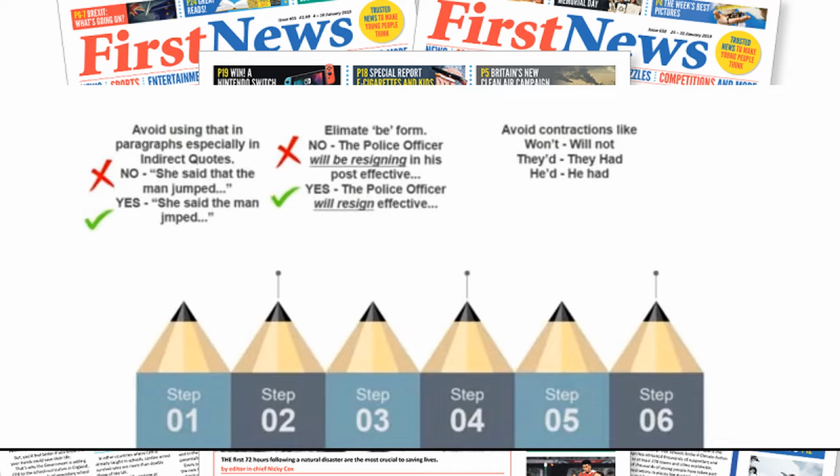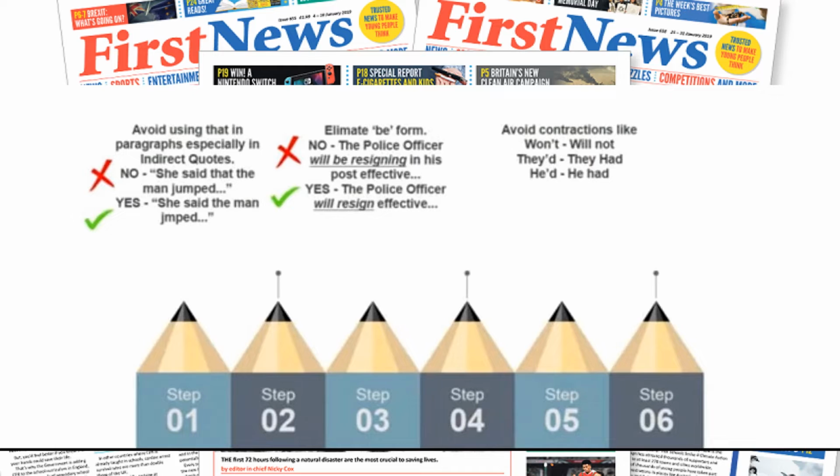Avoid using that or this in paragraphs, especially in indirect quotes. It's a no-no. Example, a wrong example: She said that the man jumped. Do not use the word that. You say, she said the man jumped. Okay? Because this or that are not specific.